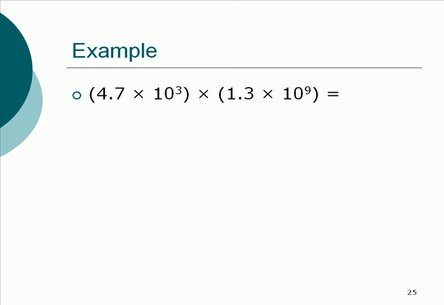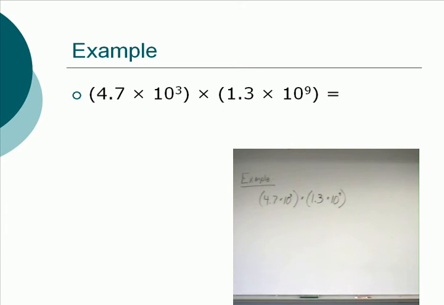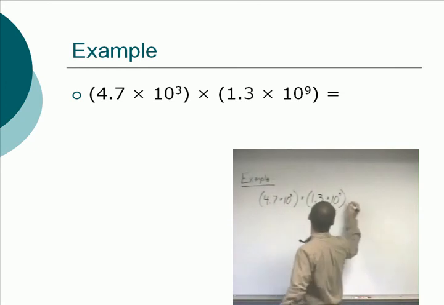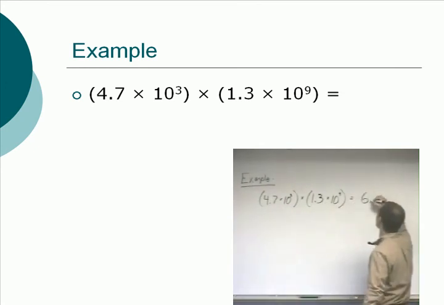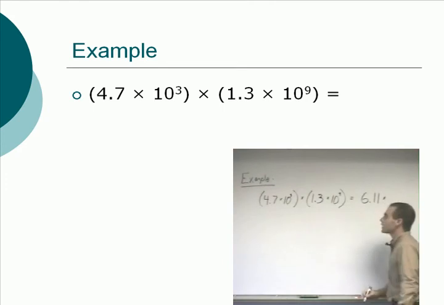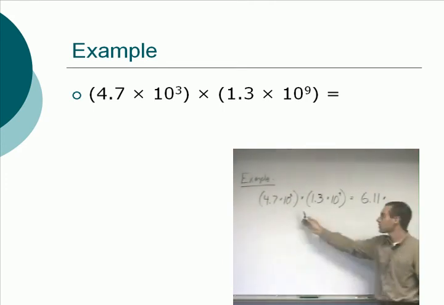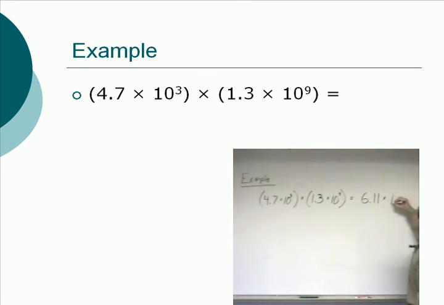Here's an example. We're going to take 4.7 times 10 to the third times 1.3 times 10 to the ninth. To multiply numbers in scientific notation, we multiply the coefficients first. 4.7 times 1.3 will give us our new coefficient, and that's 6.11. Times, now, this is the rule that we just saw, if you take 10 to the third and multiply it by 10 to the ninth, you're left with 10 to the 12th power. Is that number in scientific notation?